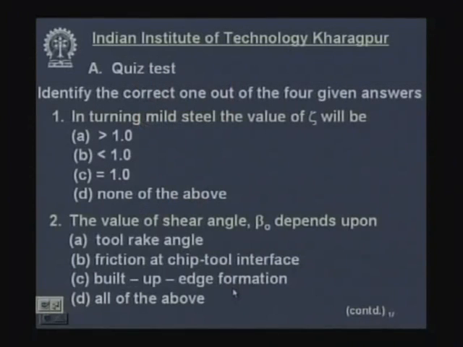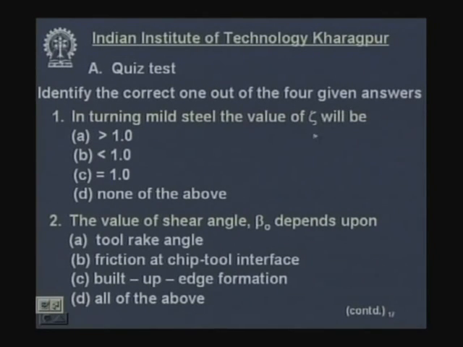Now, let us have a quiz test. Very simple, some questions have been designed. Identify the correct one out of the 4 given answers. Suppose in turning mild steel, the value of zeta, that is chip reduction coefficient, will be, these are the 4 answers, greater than 1, less than 1, equal to 1, or none of the above. All right. Now, which one is correct? You should give a tick mark to that.